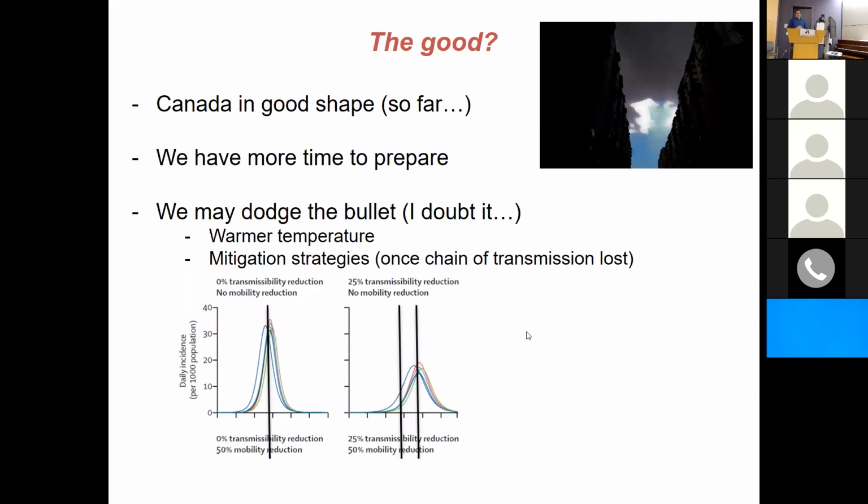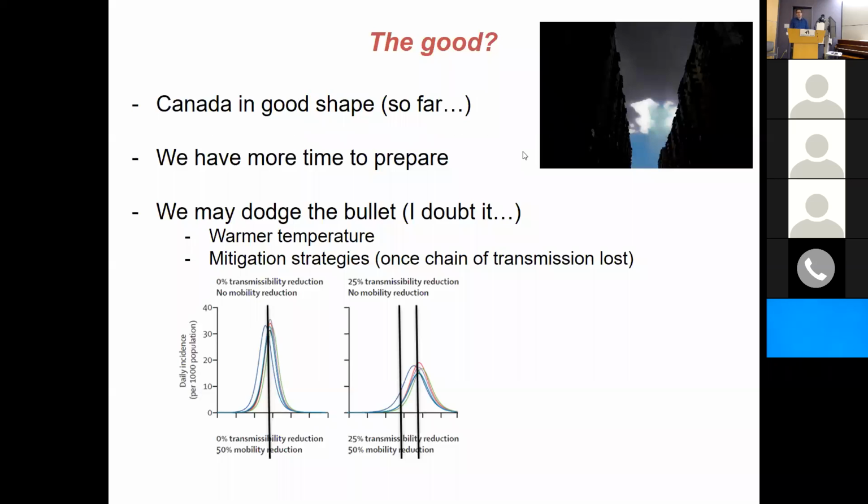We are in good shape, at least so far. We have more time to prepare than other countries had. And we may dodge the bullet. I doubt that we will fully dodge it, but there's certainly things we can do that can help us to be better off.